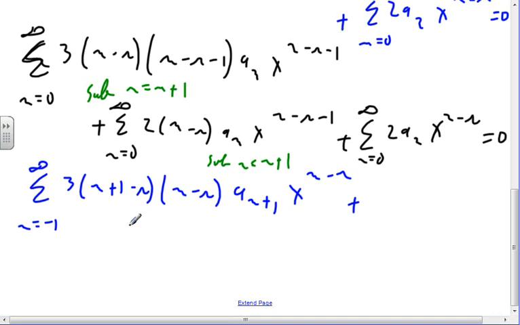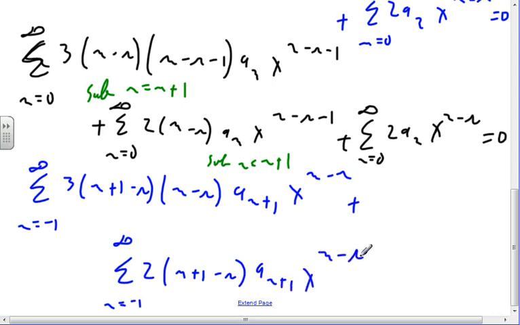How's that? Is that better? Okay, so we're going to do a substitution in the second one. n equals minus 1 to infinity, 2, n plus 1 minus r, an plus 1 x to the n minus r, plus summation n equals 0 to infinity, 2an x to the n minus r equals 0.